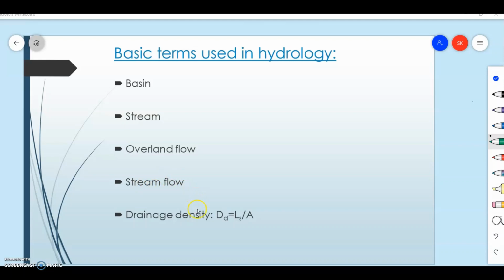The next term is drainage density. What is meant by drainage density? We can represent it by Dd. It is basically defined as the ratio of the total length of all the streams of the catchment divided by its area. So this area is this one, and this is the total length of all the streams. We have seen the stream. If we measure the length of the streams and divide it by the total area, we can find the drainage density.